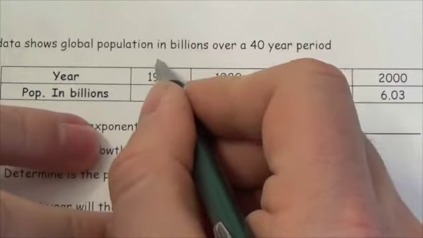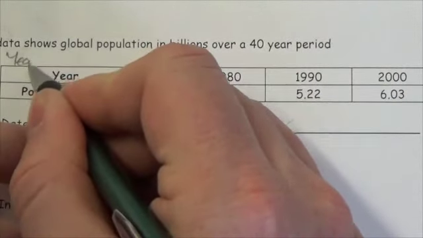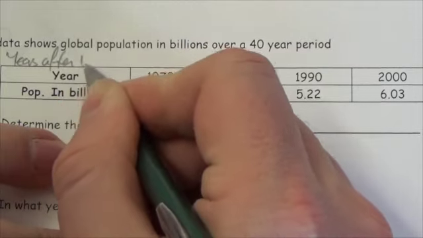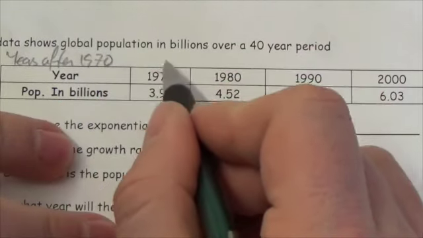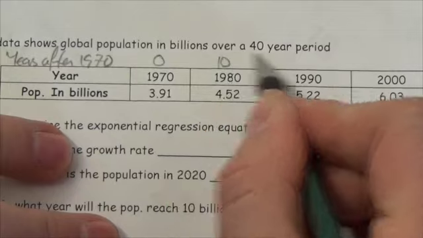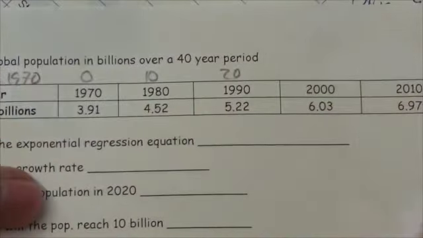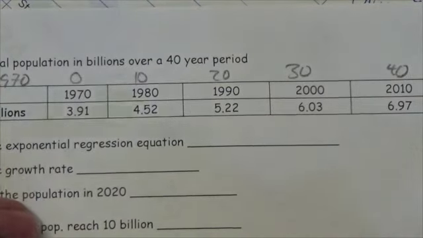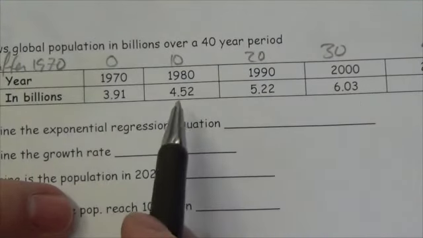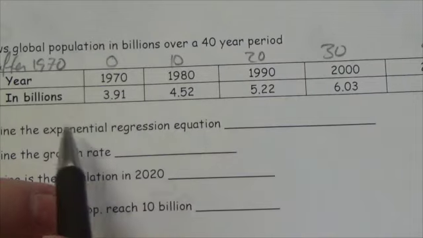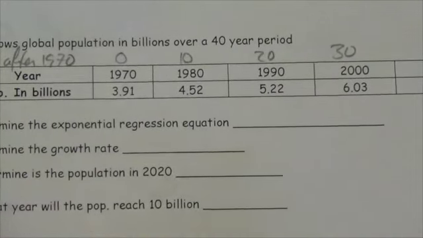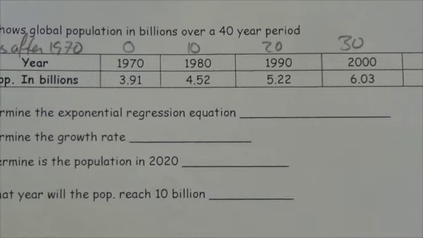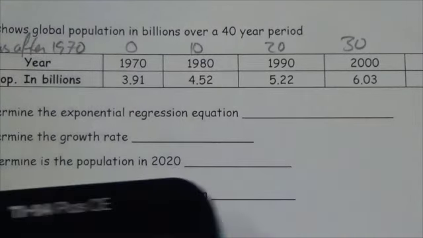It would probably make more sense to think of this as years after 1970. In which case this first one would be 0, 10, 20, 30, and 40. And then for me, just leave this as 3.91, 4.52, and just understand that those numbers represent billions. Okay, so now we're going to determine the exponential regression equation.